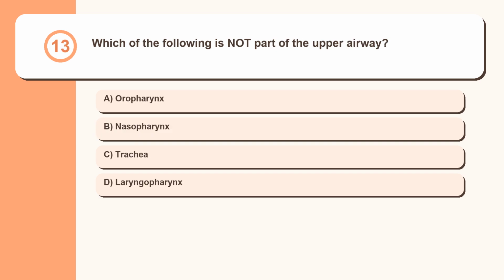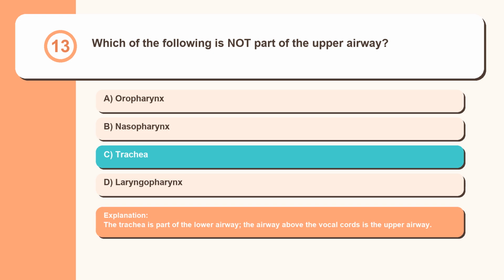Question 13. Which of the following is not part of the upper airway? Oropharynx, nasopharynx, trachea, laryngopharynx. The trachea is part of the lower airway. The airway above the vocal cords is the upper airway.